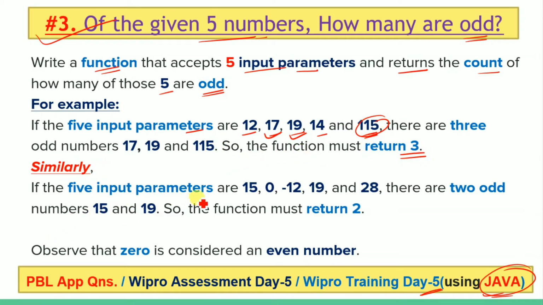Similarly, if the 5 input parameters are 15, 0, minus 12, 19 and 28, then here we can see that there are 2 odd numbers, that is 15 and 19. So, the function should return 2, and here given that 0 is considered as an even number.